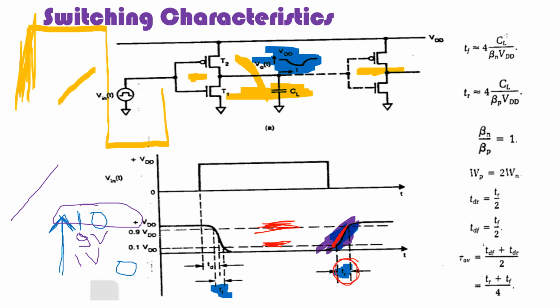And the converse is fall time. The signal is falling from 10 volts to 0 volts. How much time will it take to go from 9 volts to 1 volt, that is, from 90% to 10%? How much time it takes to fall, that is fall time.